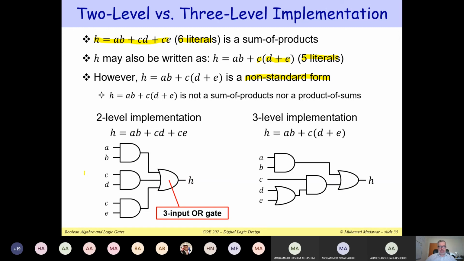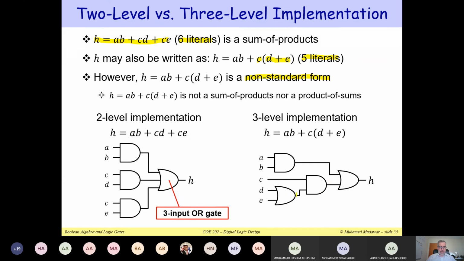Now you can have it differently. This is called a 3-level implementation. So I have here A and B, which is produced by this AND gate. I have D or E, which is produced by this OR gate. Then you AND it with C. Then you OR it with AB. Now notice that this is called a 3-level implementation. I have OR, I have AND, I have OR. So now it becomes 3 levels. Here I only had 2 levels, 1 level for the AND and 1 level for the OR.